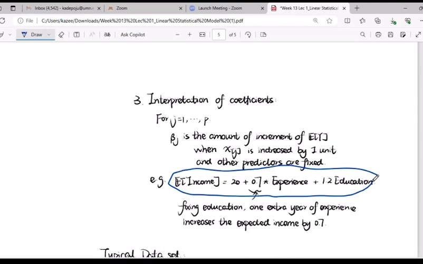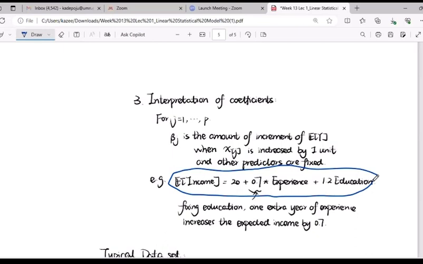Do you know what 20 means? That's an intercept. That is going to be the average income when a particular worker has zero experience and zero education. Does that make sense? When I plug in 0, 0, you did that in high school, the y-intercept. That is what that 20 means.